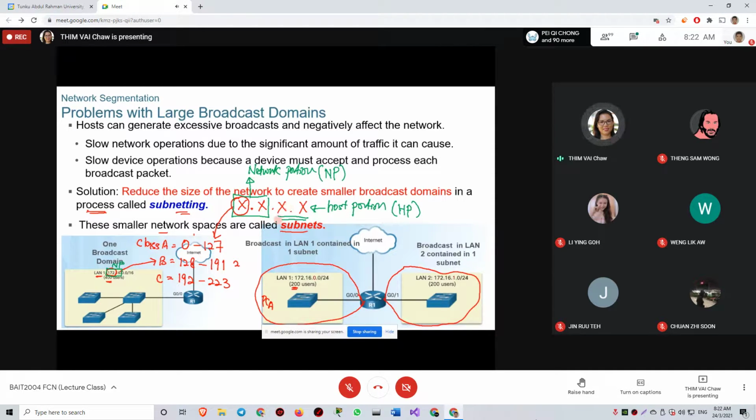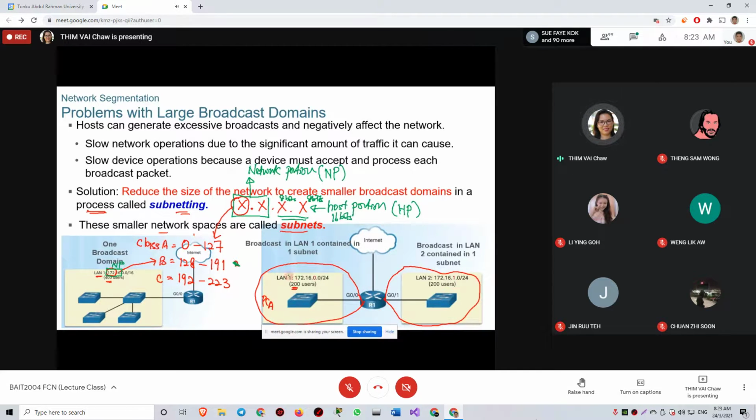So in a class B over here, based on here, you have 8 bits from here and 8 bits from here. So it means that in total for the class B, you have 16 bits belonging to the network portion. And you need to think about how many bits need to be borrowed to create a subnet.